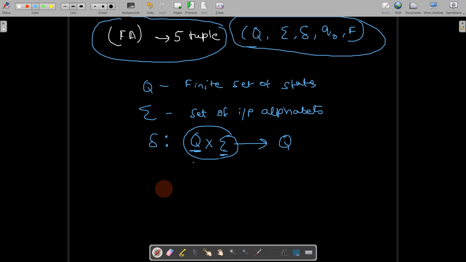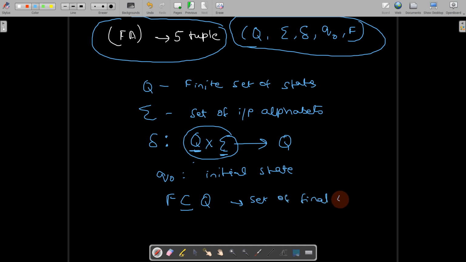And next, Q naught is the initial state, or the start state, and F is a subset of Q, which is the set of final or accept states.